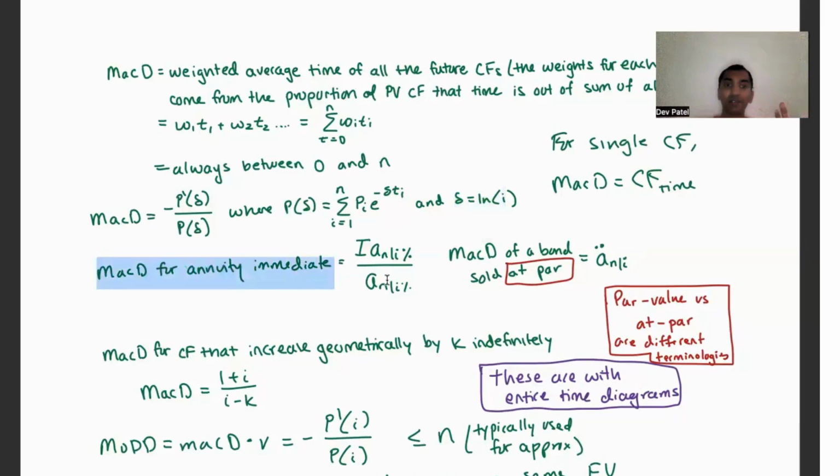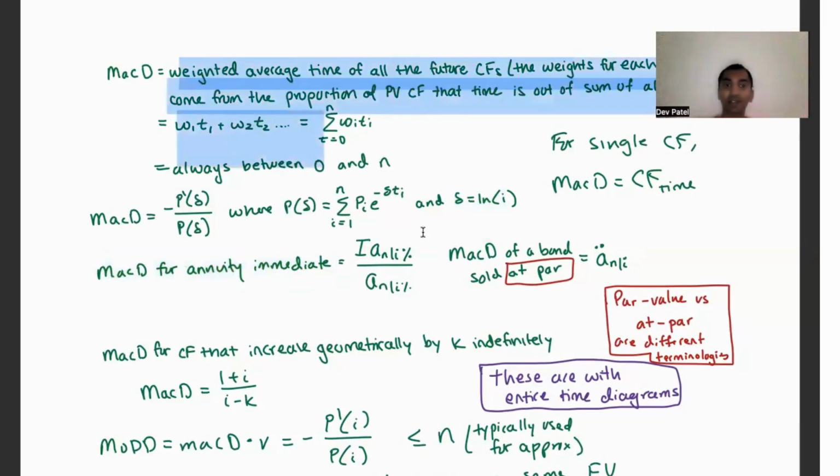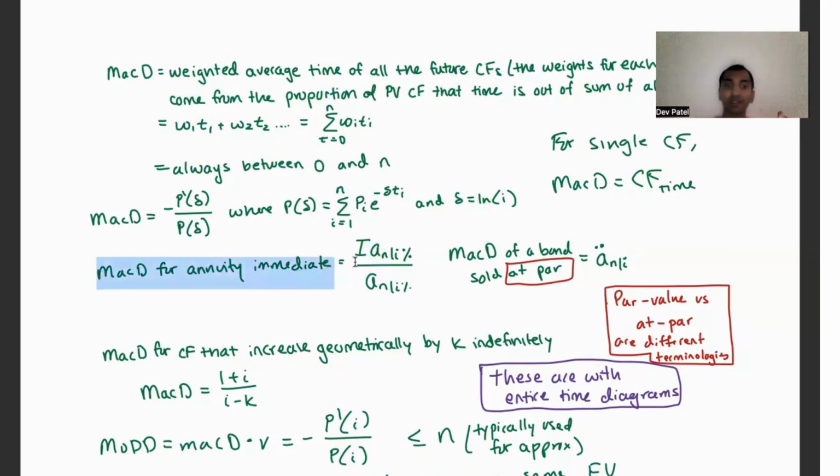And then these are some formulas that it's helpful to know. I won't go through the derivation here, but you can go through the steps of how to calculate MACD, and then it basically simplifies down to these, and that's how you actually know that these formulas work. So we have formulas for MACD of an annuity immediate, MACD of a bond sold at par, and MACD for a cash flow that increases geometrically by K indefinitely.